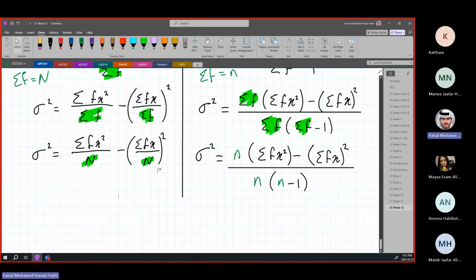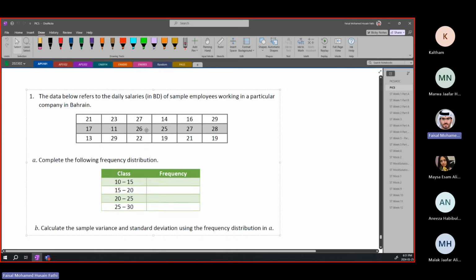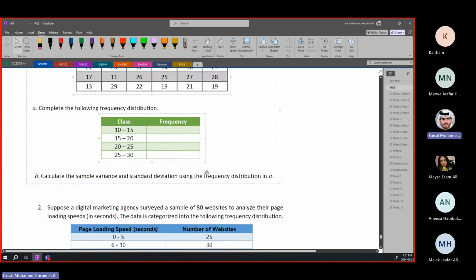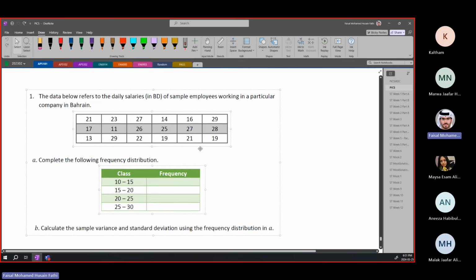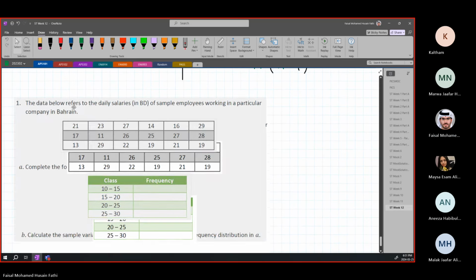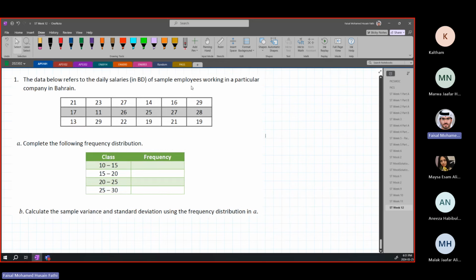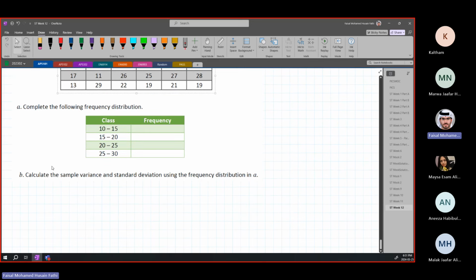So let us look at an example of this. Let's try to solve one that has a sample variance. Let's do this one. So this is the question. The data below refers to the daily salaries of employees. So we are given this. First step, they want us to complete this table. Let us do that. And then the second step is find the sample variance.